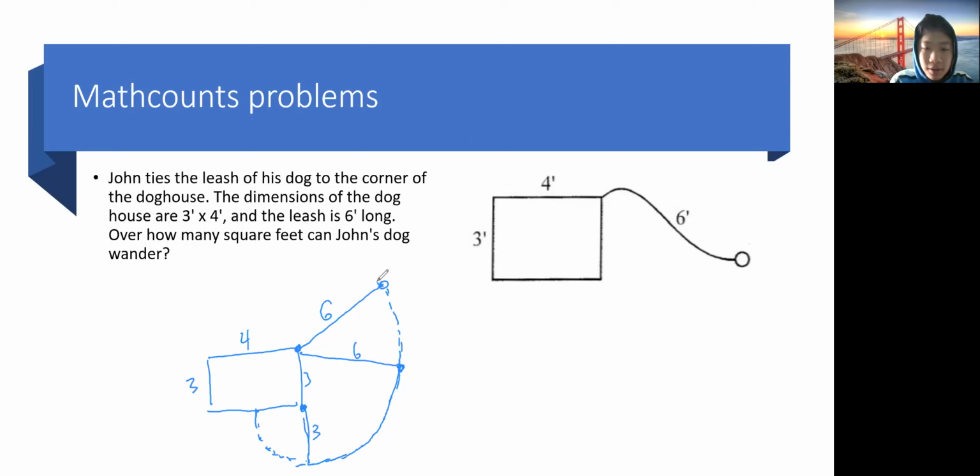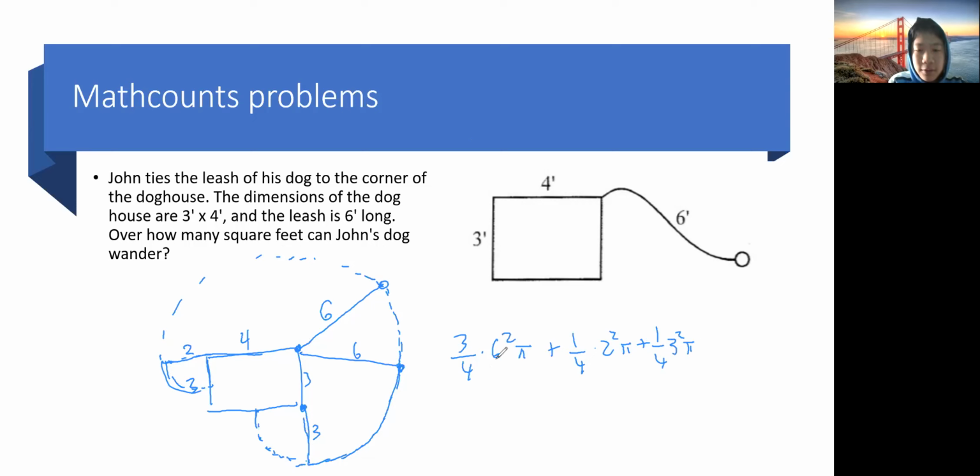The other side, we're also going to go around and around. We're going to get here. There's going to be 2 right here and it's going to go right here. Okay, so we have a 3/4 of a circle of radius 6, 3/4 times 6 squared pi. And we have to add this quarter circle of radius 2, 1/4 times 2 squared pi. Then we have a quarter circle of radius 3.